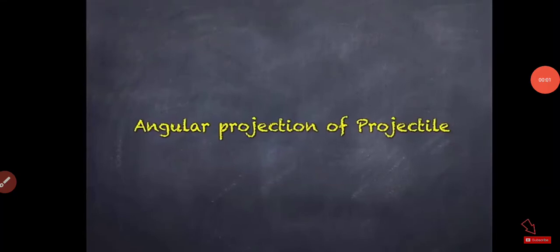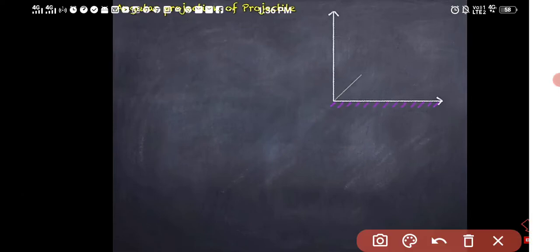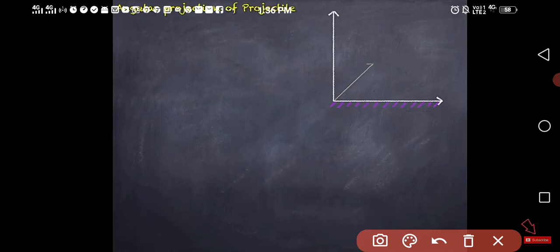Good morning, everyone. Dear students, today we'll study the angular projection of a projectile. Now the projectile is fired at an angle theta. Earlier we studied throwing the projectile from a height, but now we will throw it from the ground at an angle theta and with initial velocity u.